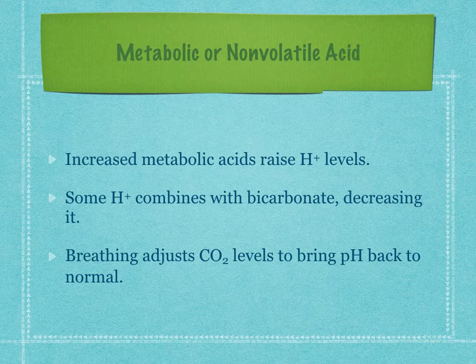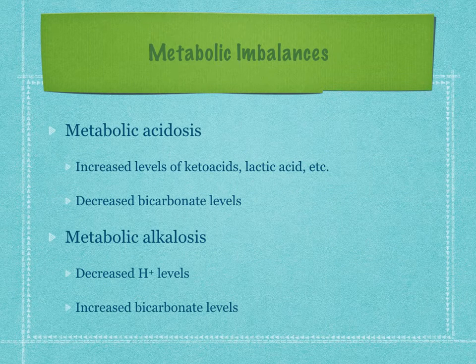Remember that metabolically, it is much slower for our kidney to change the pH, with the bicarb being produced in the kidney and the urine increasing its acid, than it is for us to breathe a little faster and blow off a little more CO2. With metabolic acidosis, we have increased levels of keto acids, lactic acids, etc., and decreased bicarbonate levels. So when we look at a blood gas, we're going to see a change. We're going to see an acidotic pH, and we're going to see decreased bicarbonate levels.